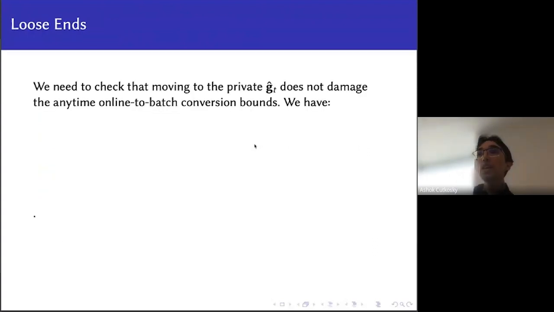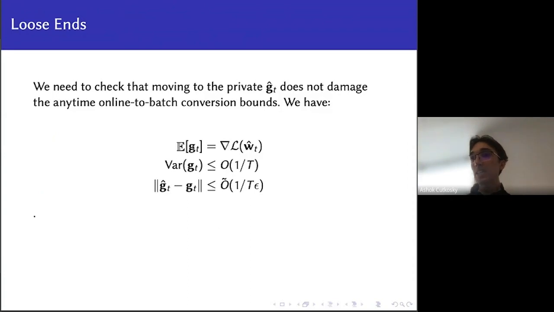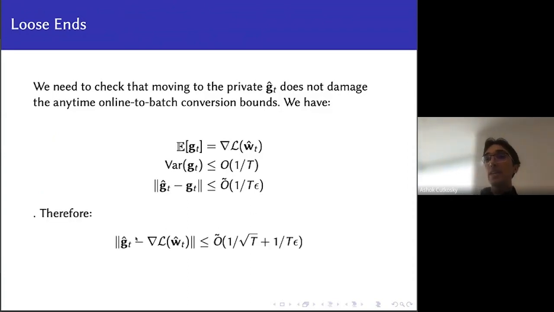There's one final loose end, which is to check that it doesn't mess with the convergence guarantee. This is actually a fairly straightforward calculation. We can observe these facts about the GT that we've already collected, and putting them all together, this tells us that the G hat T is very, very close to the true gradient. Right? Because the square root of the variance is 1 on root T, and then triangle inequality gives 1 on T epsilon.